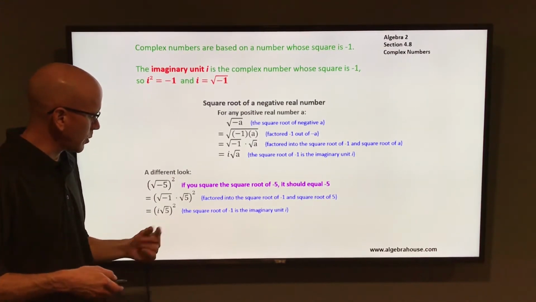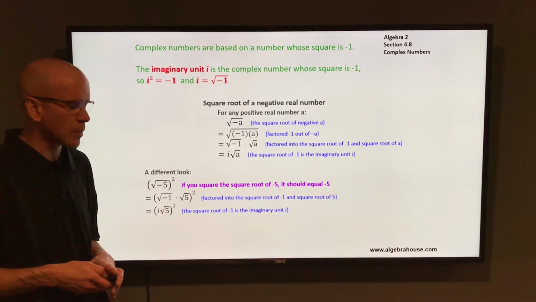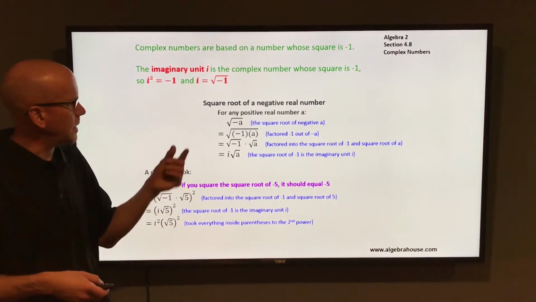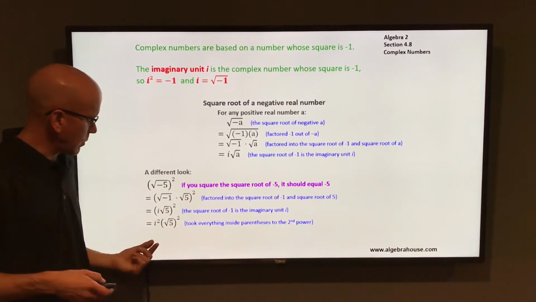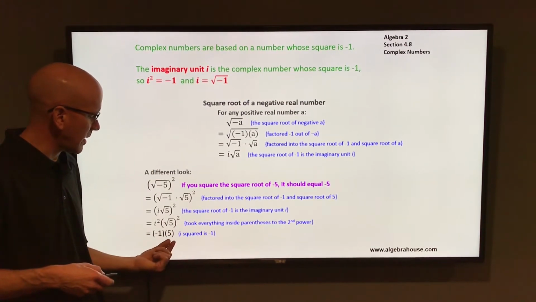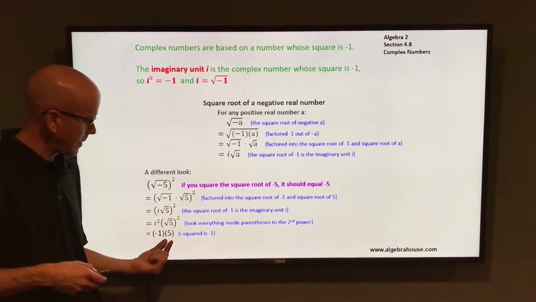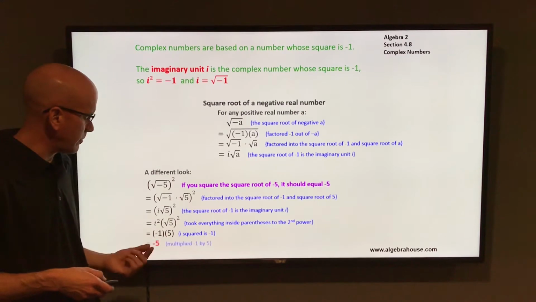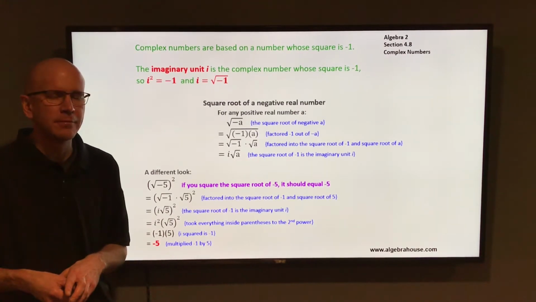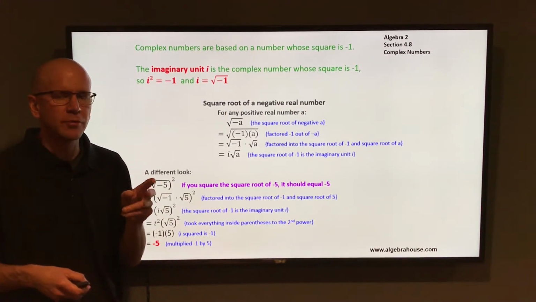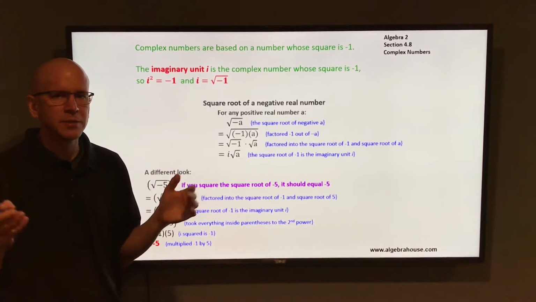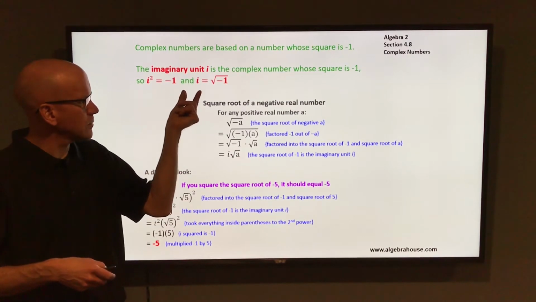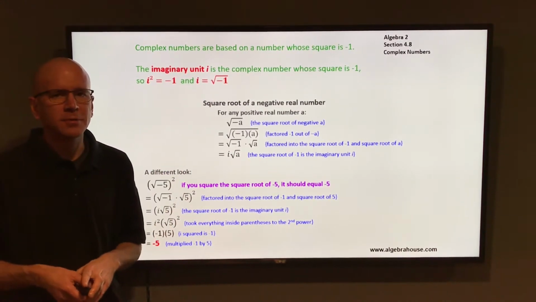Now, if you square each one of those, everything inside the parentheses, if you square that, I squared and the square root of 5 squared. Well, I squared is negative 1. So that would be negative 1 times 5, because if you square the square root of 5, that is 5. Remember, we should be getting negative 5, and that's what we have. Negative 1 times 5 is negative 5. So once again, two simple rules to work with complex numbers, imaginary numbers, taking the square root of negative numbers. These two rules, I squared equals negative 1, and I equals the square root of negative 1.